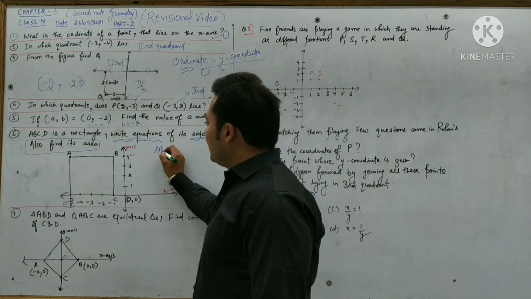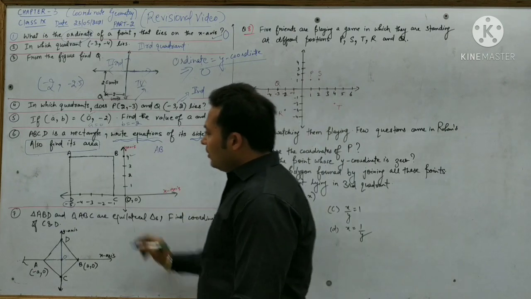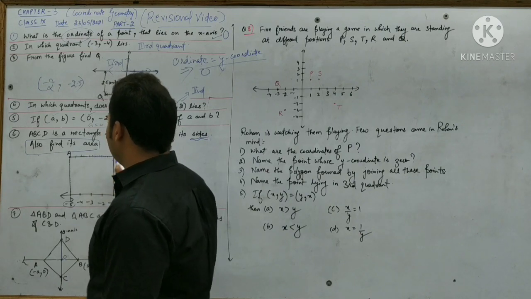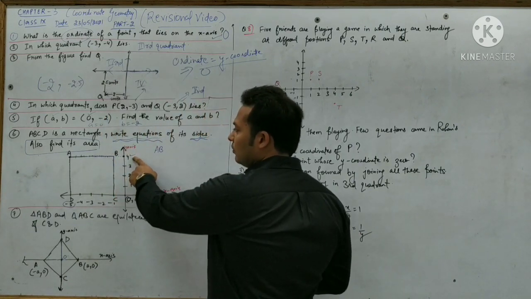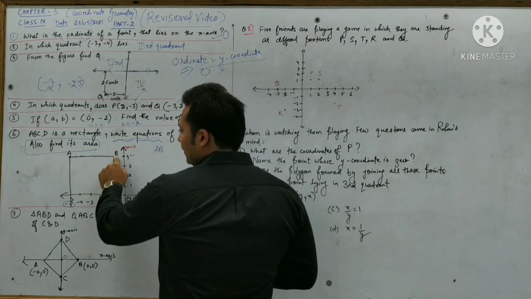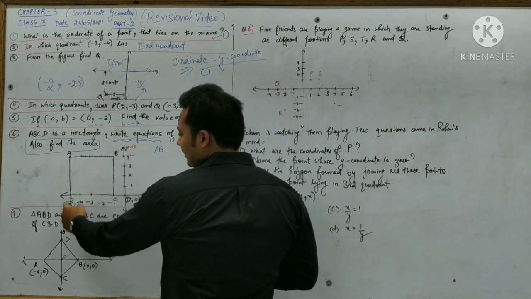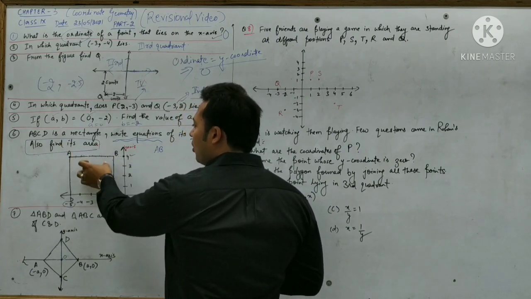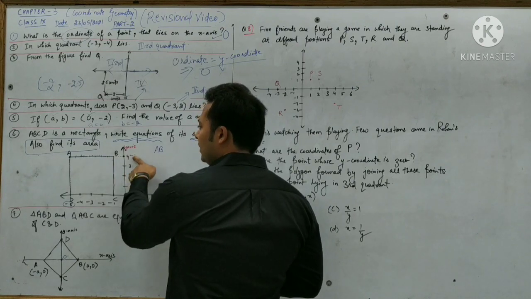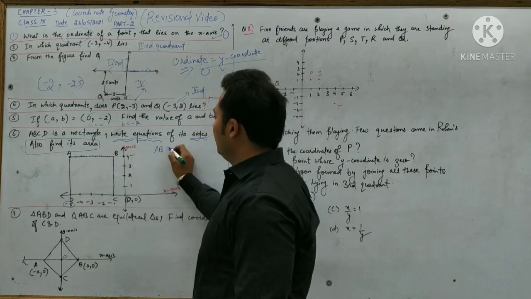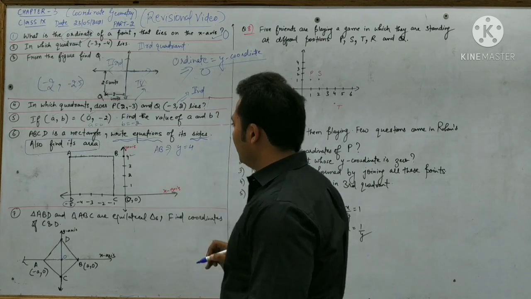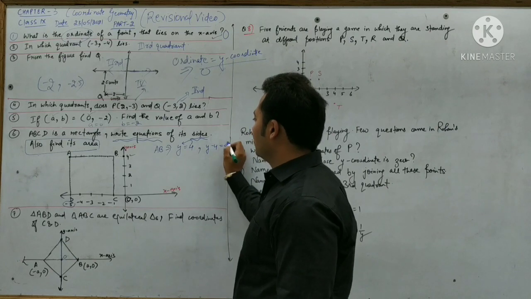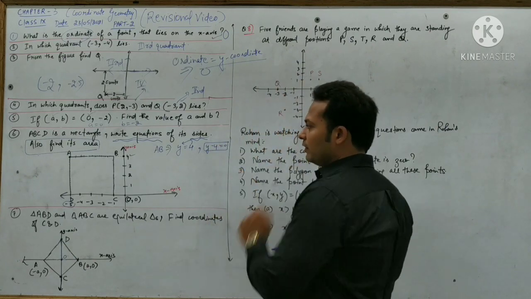See, side AB we have. All the points that lie on side AB would have their y coordinate equal to 4. Suppose B is (-1, 4) and A is (-5, 4), and every point that lies on AB would have its y coordinate equal to 4. Therefore, the value of y will always be 4. Take this 4 to the left-hand side. The equation will be y - 4 = 0. It's the equation of AB.